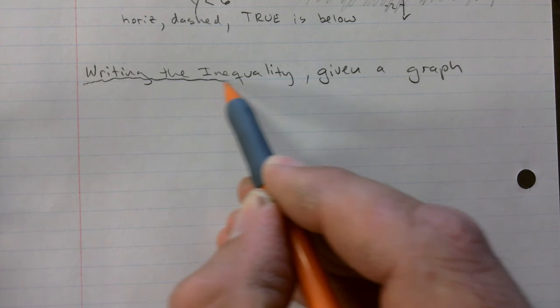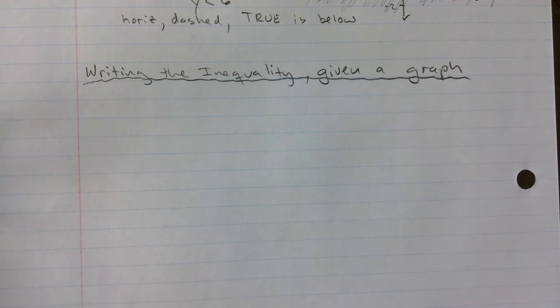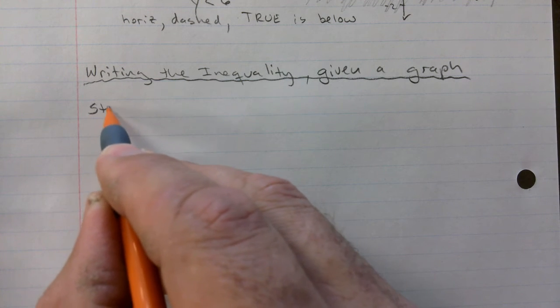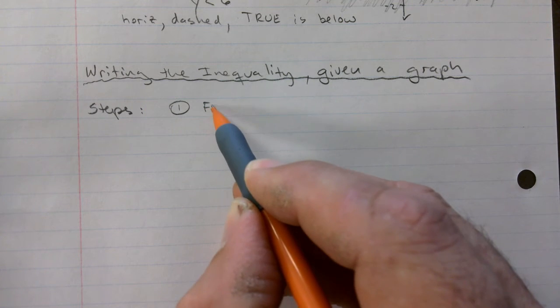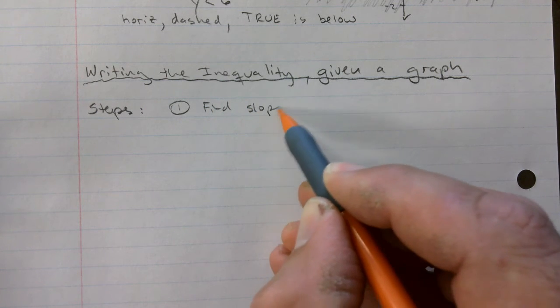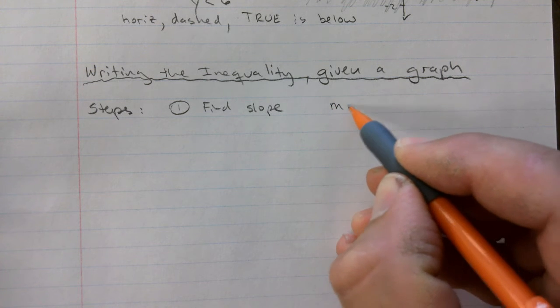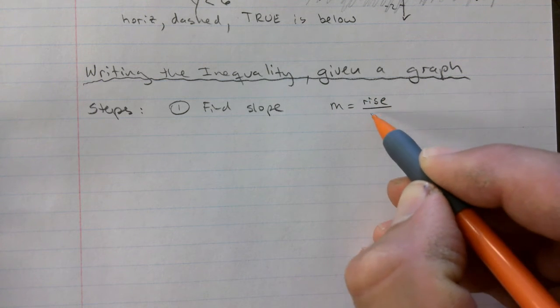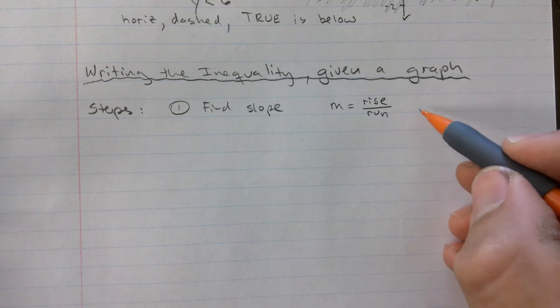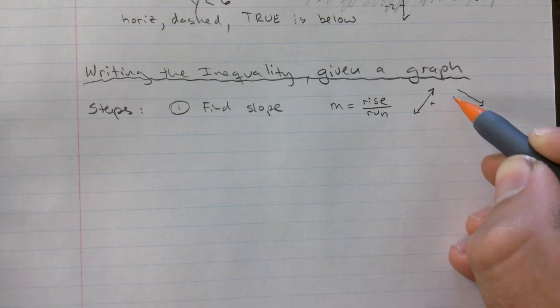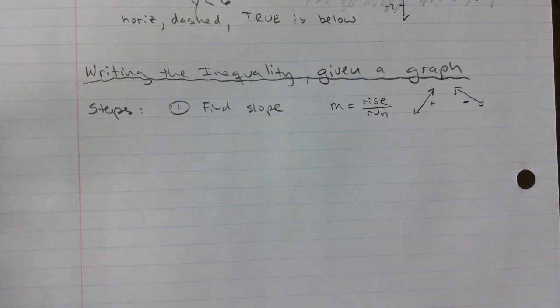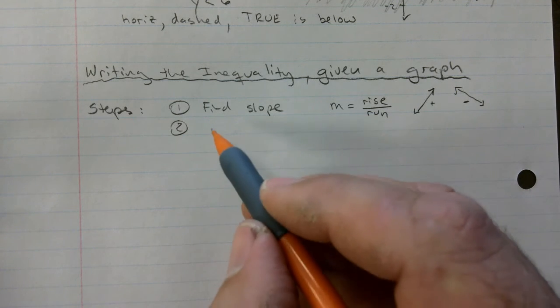I would underline this or something. It's like an important subtopic. I'll give you the steps. Find slope. Remember that the slope is rise over run. And remember that if it goes up, it's positive, and if it goes down, it's negative. Secondly, find the y-intercept.